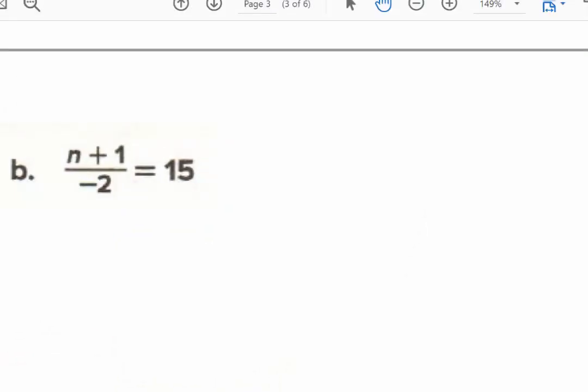Okay, for this next example, we have the variable in the numerator. And I think I've mentioned before that you need to treat numerators like they're a grouping symbol, which means you have to get rid of the denominator here first. And the denominator is dividing. It's dividing by a -2.